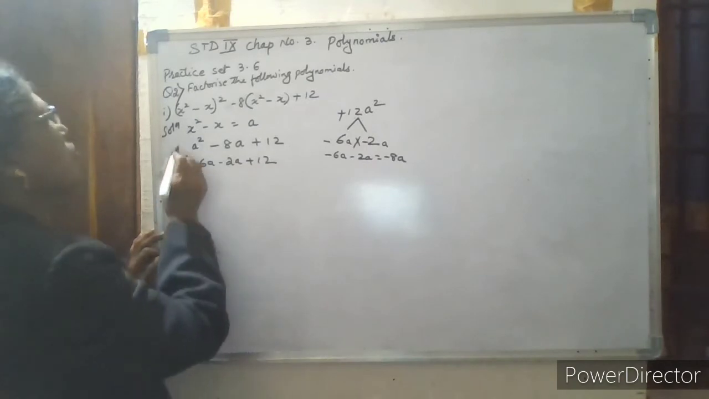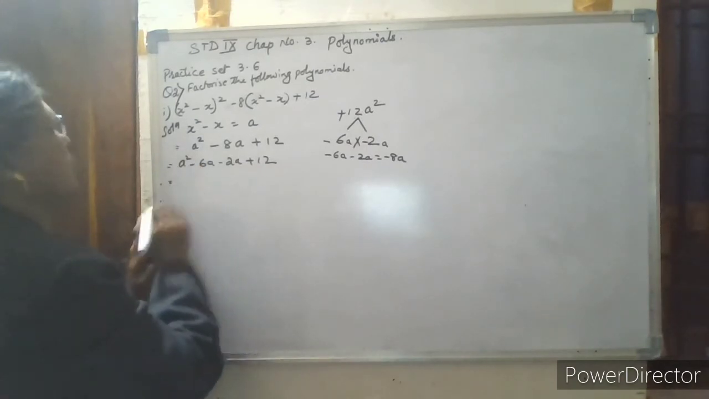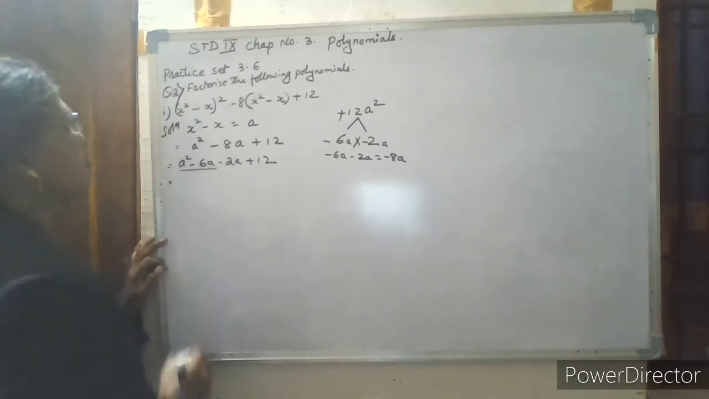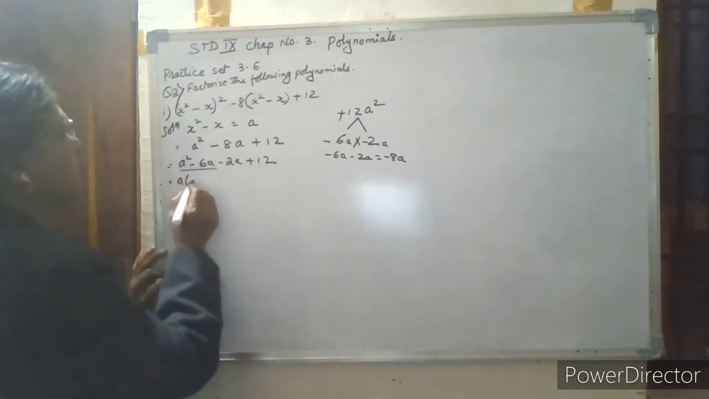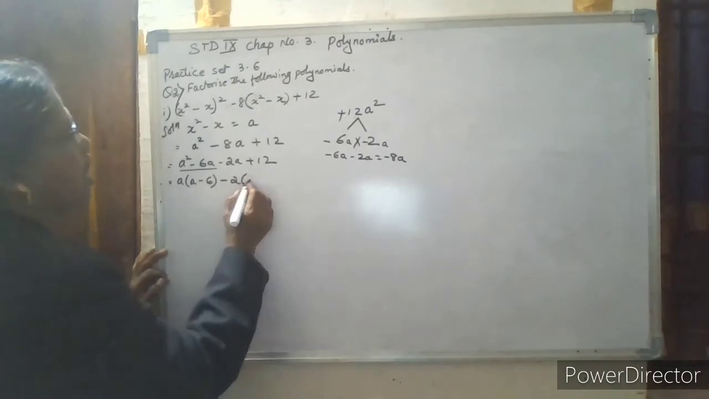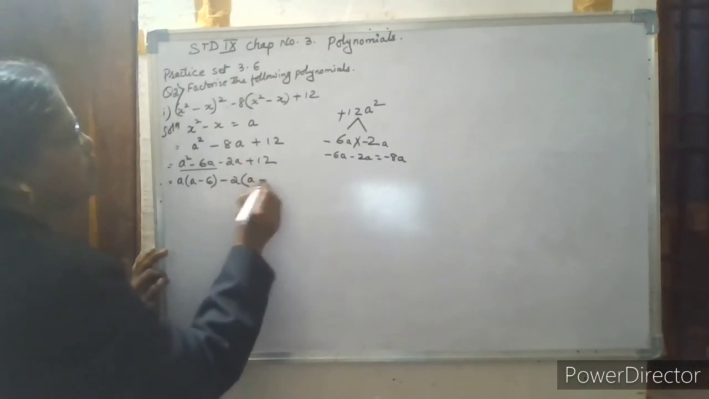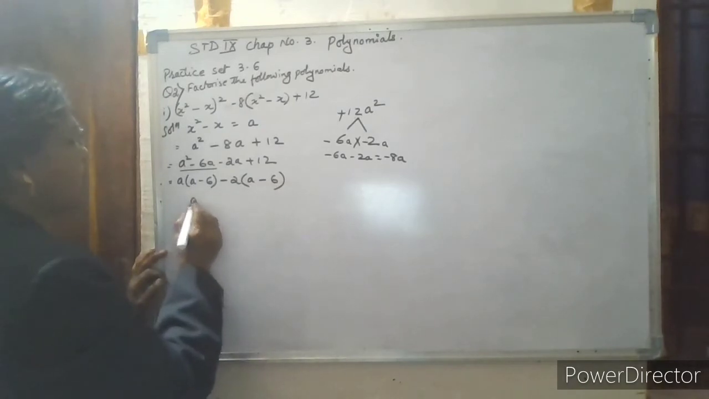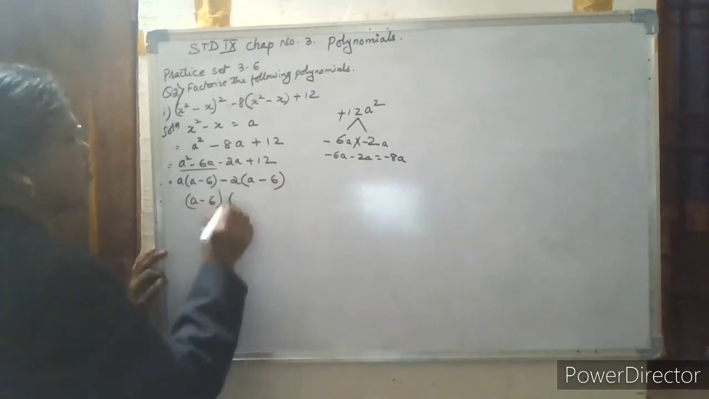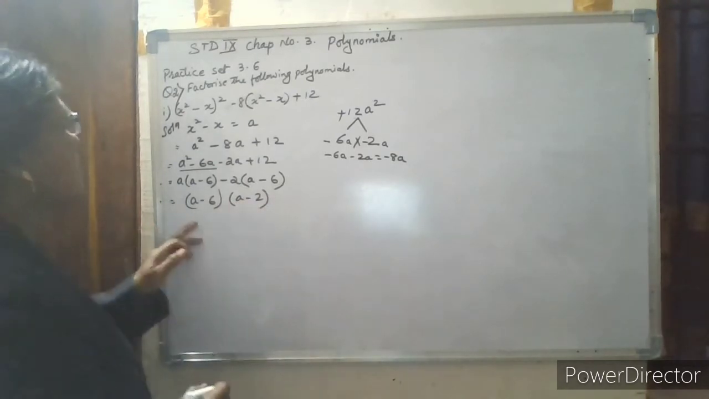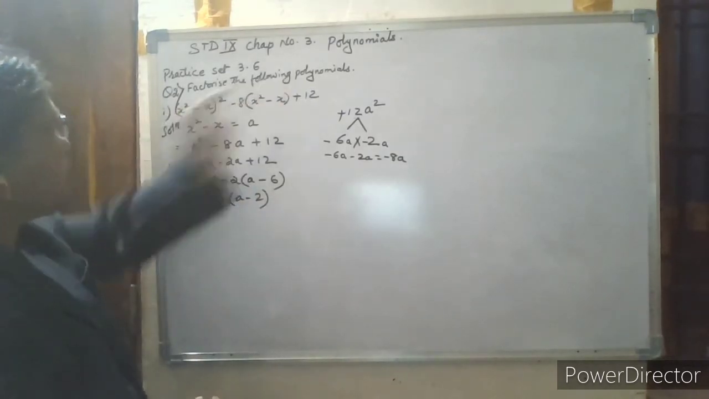Now from the first two terms take out the common factor a: a into (a minus 6). Then minus 2 is common from the other two terms: minus into minus is plus 12 and minus into a is minus 2a. So you get one common factor as a minus 6, and the other one is a minus 2. But this is not the original factor of the given question.